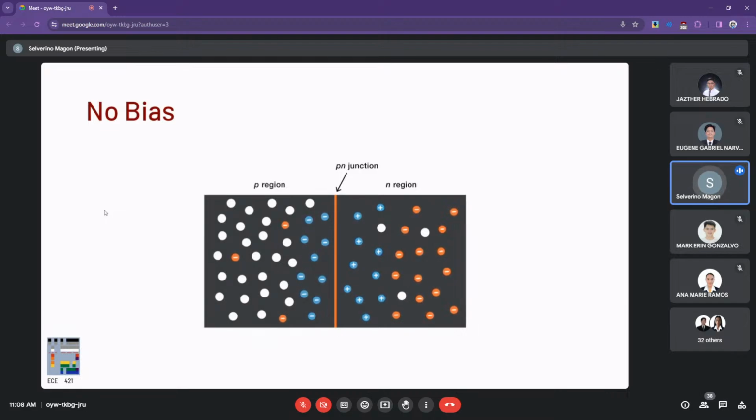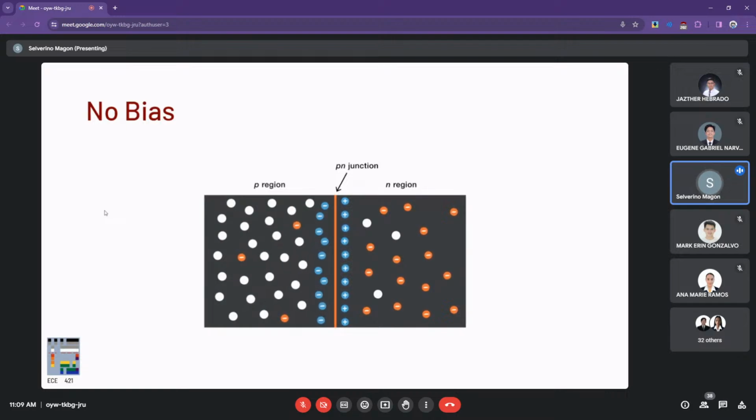This makes the N region lose free electrons and creates a layer of positive charges near the junction. As the free electrons combine with the holes, the P region also loses holes and creates a layer of negative charges near the junction. These two layers of positive and negative charges create a region where charge carriers are depleted. This region is called, fittingly, the depletion region.